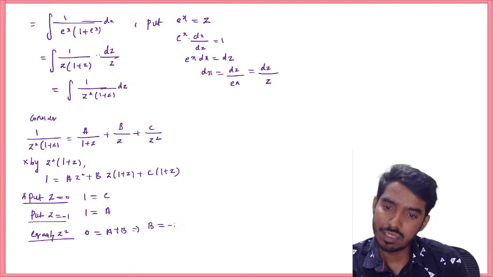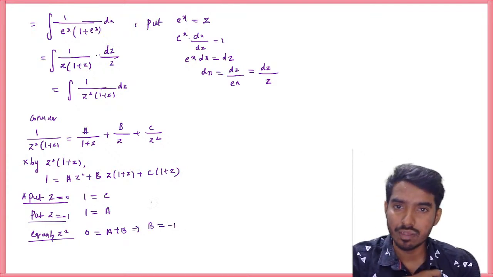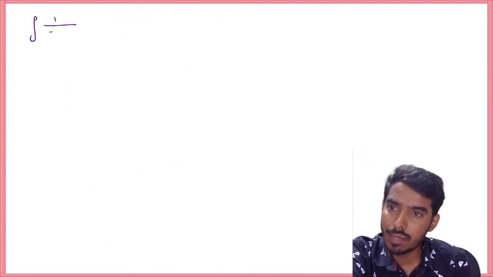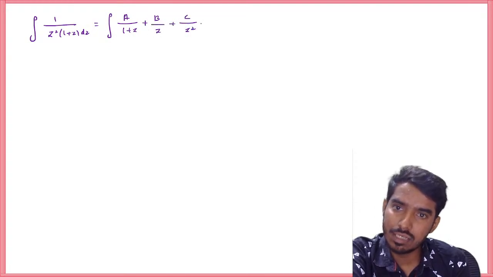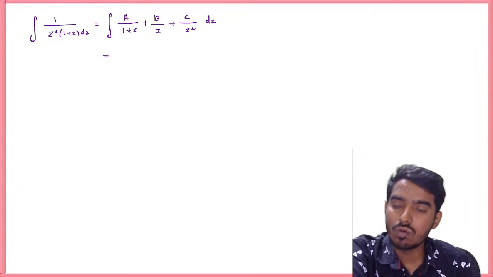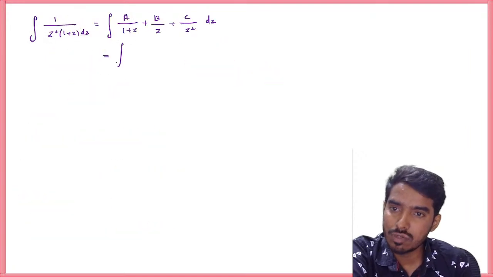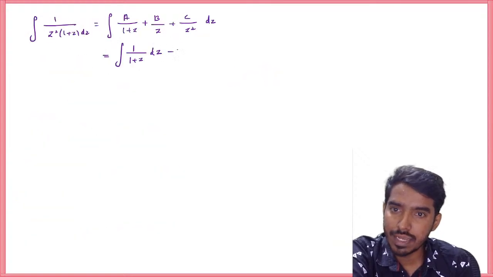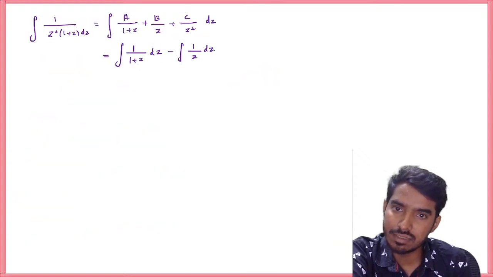So we have b is equal to minus a, which is minus 1. Right? So therefore, integration of 1 by z square into 1 plus z dz is equal to integration of a by 1 plus z plus b by z plus c by z square dz. Now what is a? A is 1. So integration of 1 by 1 plus z dz. What is b? b is minus 1, minus 1 by z dz.